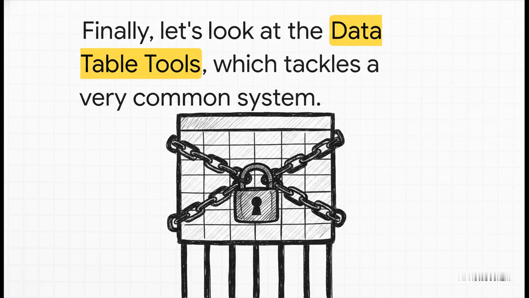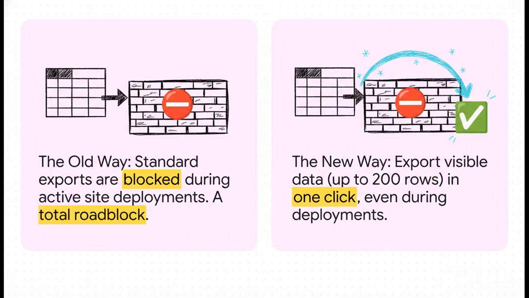This one tackles a very specific and, let's be honest, often very frustrating system limitation, working with data tables. Now, what's so great about this slide is the problem it solves. You need to export data from a table, but whoops, a deployment is active, so the standard export feature is completely locked. It's a total roadblock. The new way, it's a one-click export that works anytime. Yes, even during a deployment.